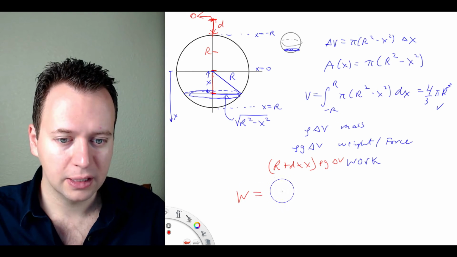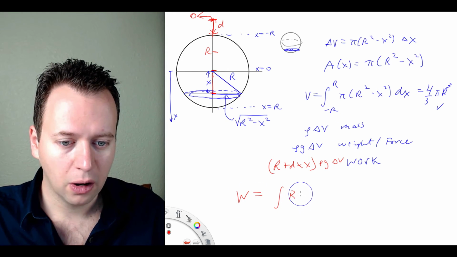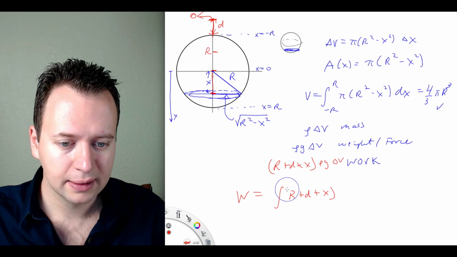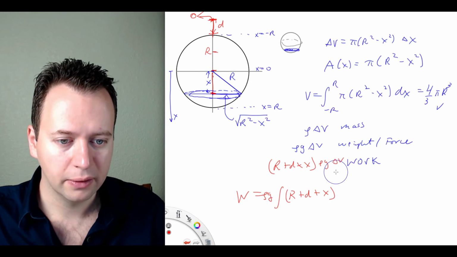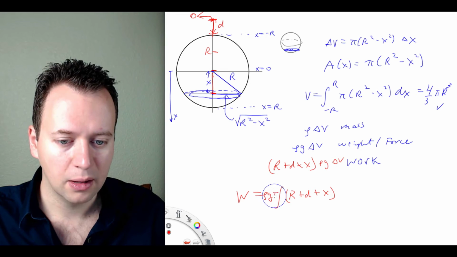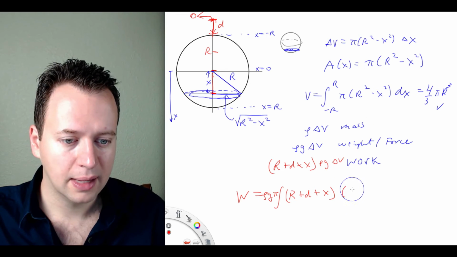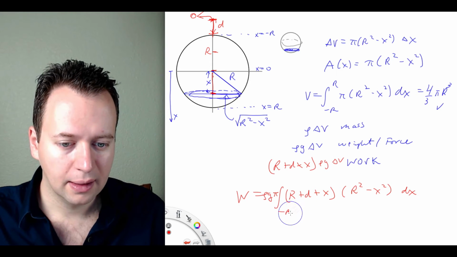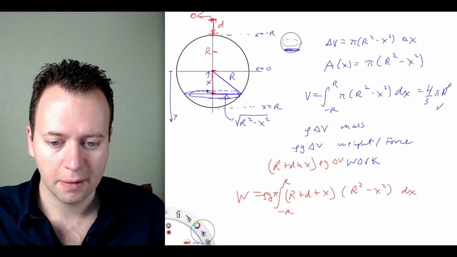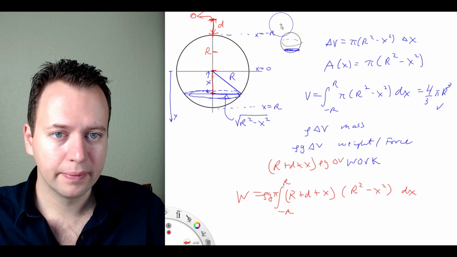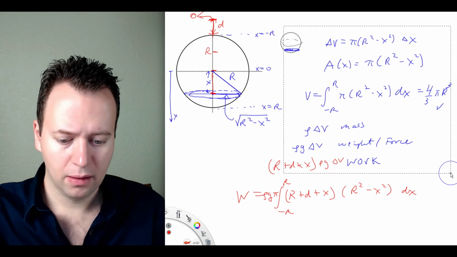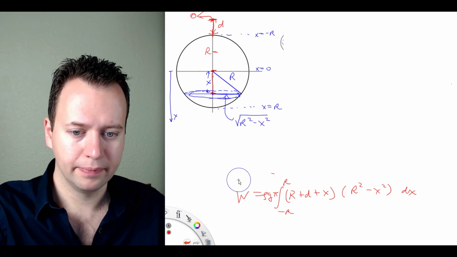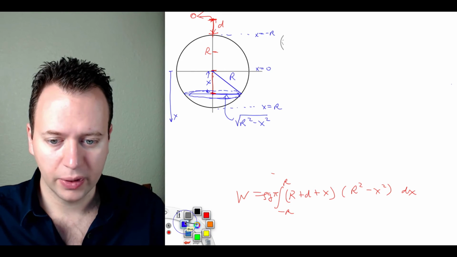So the work is equal to an integral of r plus d plus x, rho g I'm just going to pull out, and the delta V, we get a pi, and then times r squared minus x squared dx, as x goes from minus r to plus r. So this is the integral we need to work with.